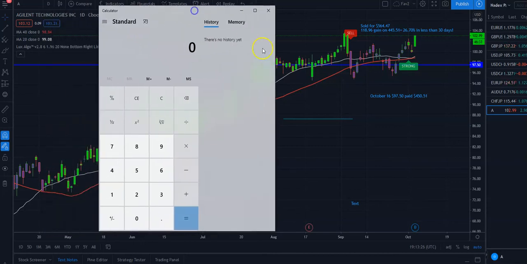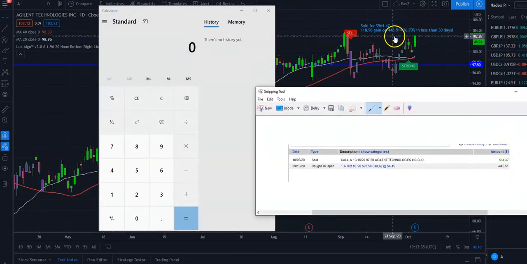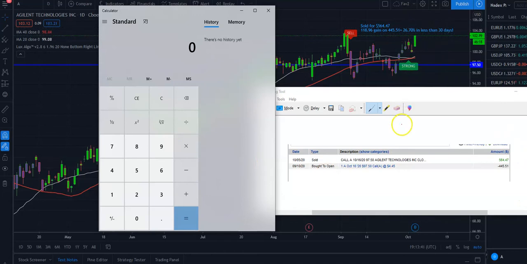what I paid for it. Let me get you the exact numbers here. So this is when I purchased it. I bought the $450 and I paid $5 commission. So this return is with all the commissions. I paid $445.51, and then I sold it for $564.47 minus my purchase, which was $445.51. So I gained 118 in less than 30 days.